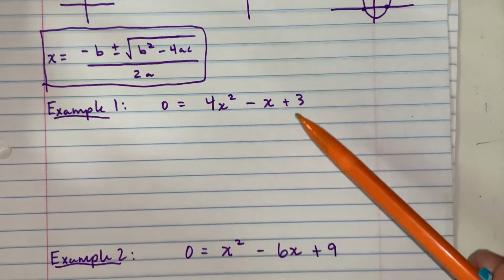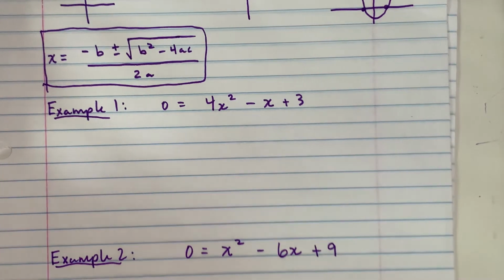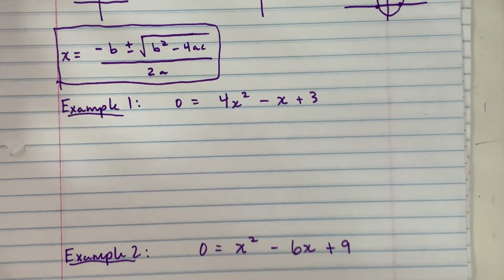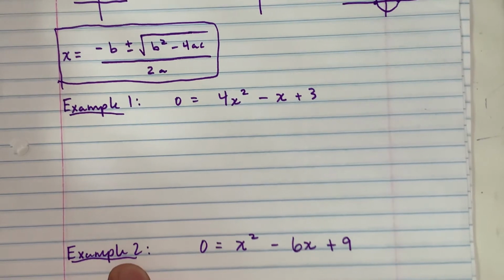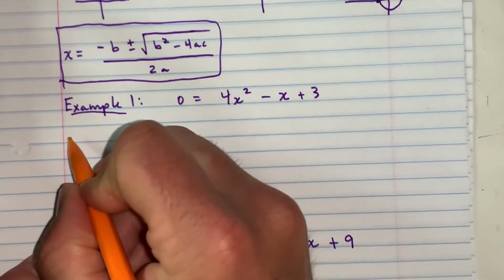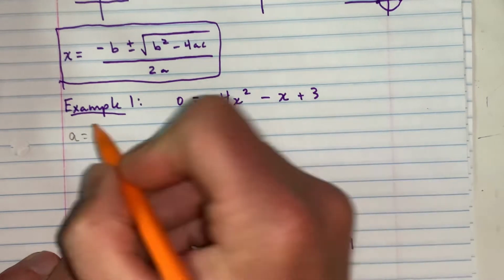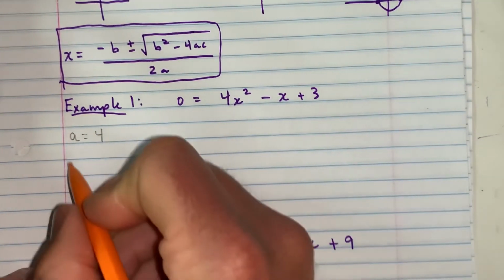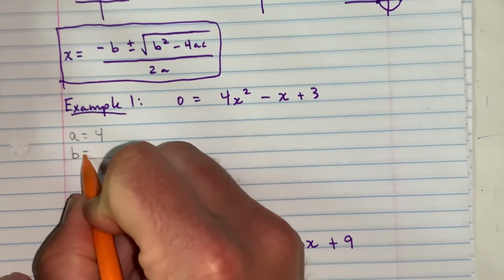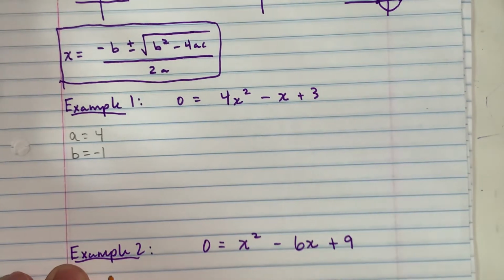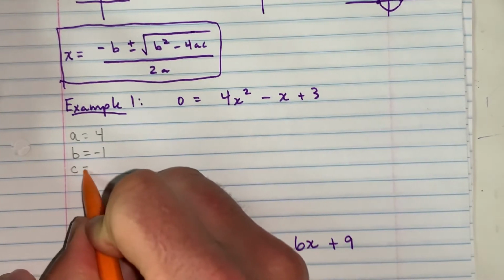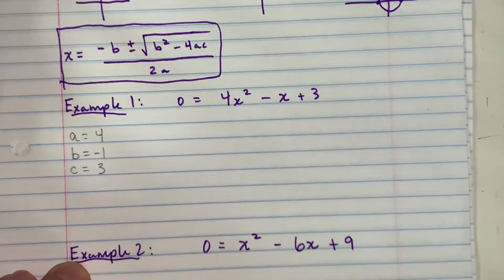Example 1. Let's go ahead and get into it. Remember, first we'll identify our A, B, and C values. Our A value here would be 4. Our B value would be -1, because this is a subtract x, so the coefficient is a -1. And then our C value here would be +3.